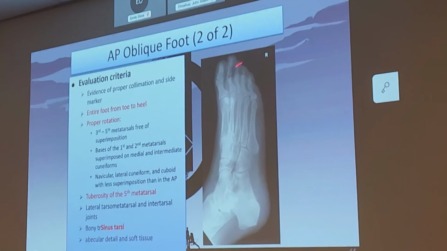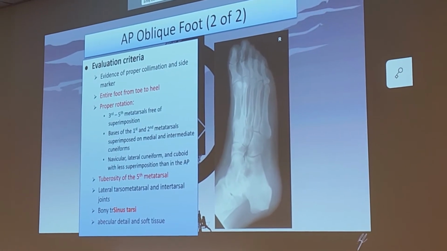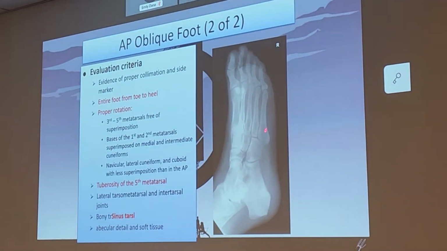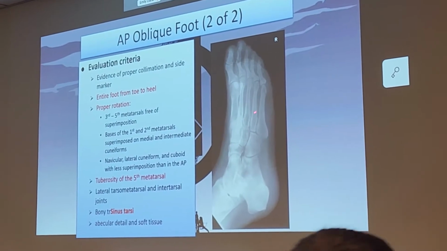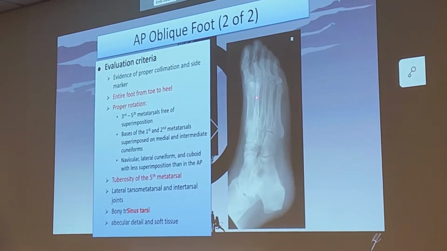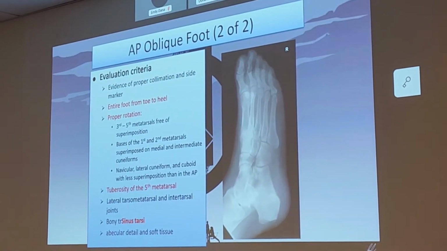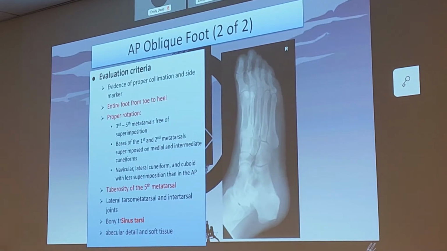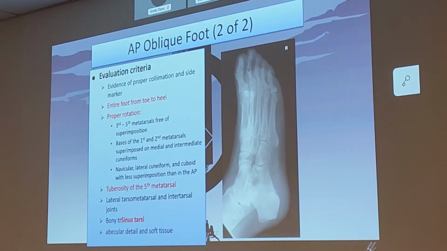And then we have the toes right here, right? And so the proper rotation, we have the third and fifth metatarsal free of superimposition. You see how it has equal space gaps in between? That's another way you can tell that it's good rotation. If it's superimposed, it's more of a lateral, okay? Because with a lateral of a foot, that's when you want all the metatarsals to be superimposed. So, key factor right here.